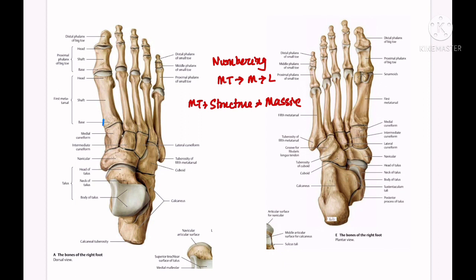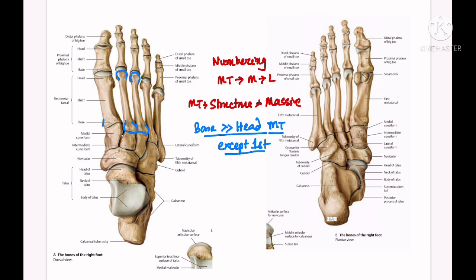Another difference between the metatarsals and metacarpals is that in the metatarsals, the base is comparatively larger than the head, except the first metatarsal. But in metacarpals, it is the opposite. Head is larger or equal to the base, except the first metacarpal. So, in metatarsals, the head is smaller than the base, and in metacarpals, the head is larger than the base.